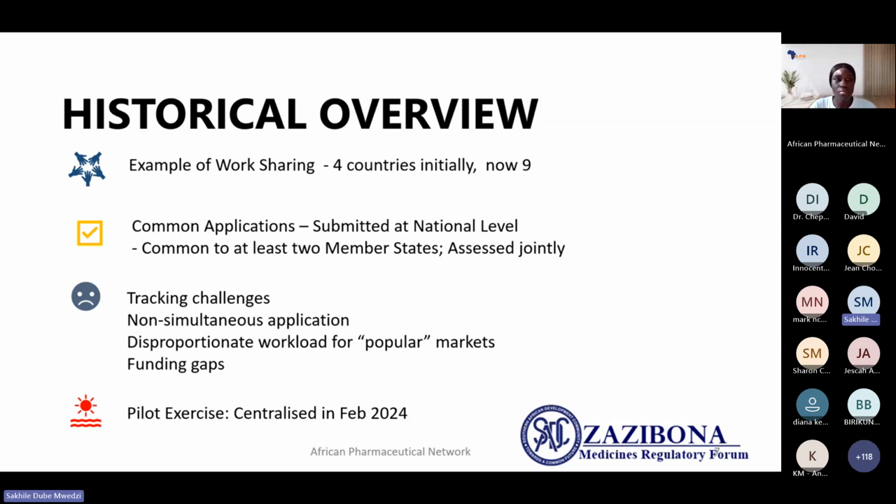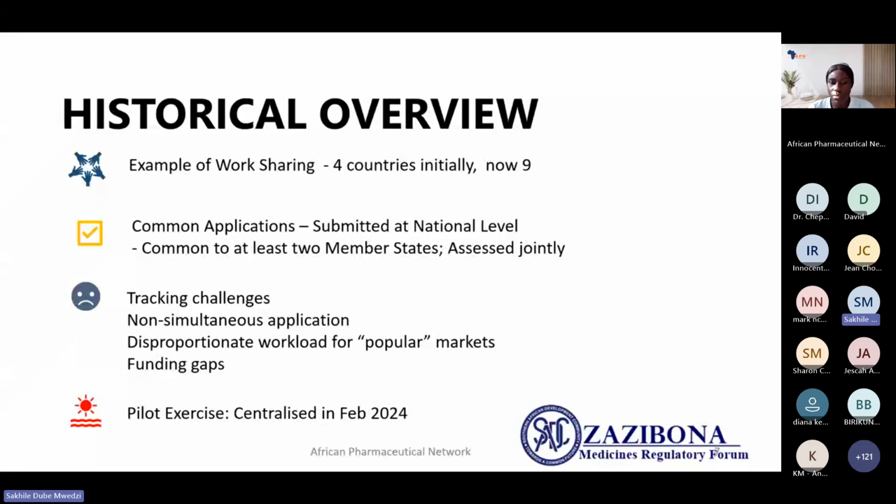We also then had a disproportionality in terms of the workload because we had what I would refer to as some popular markets. So by virtue of their size, you might find that a country like South Africa would attract a lot of applicants because there's that much more of a bigger population and therefore more money to be made. Whereas if you have a small country within SADC, it may not be as popular. And how we would apportion the work is that if you have the application, you would need to be involved in the primary review. So in the end, we had the same countries overworking because some countries were not so popular.